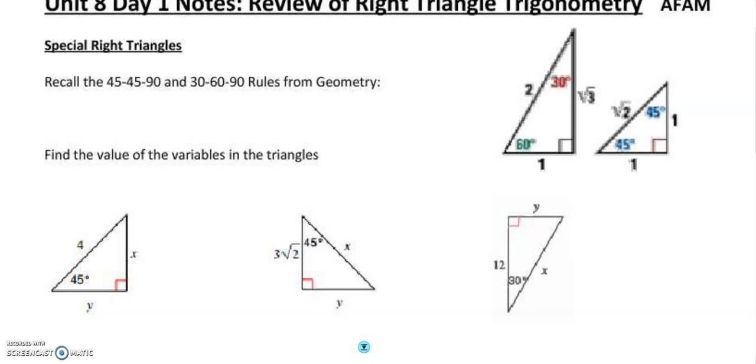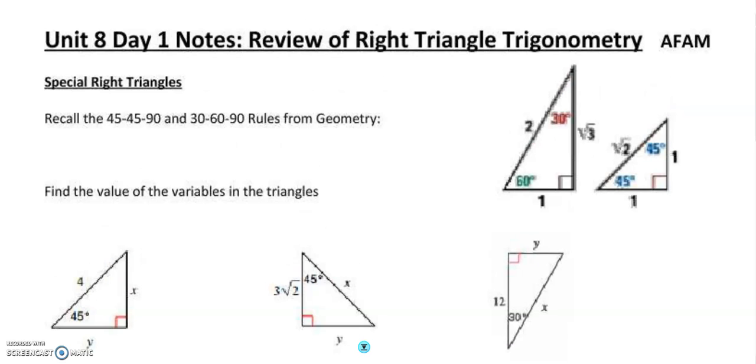We're going to start the next unit, which is on trig. It's all on trig stuff. So we're going to start with reviewing right triangles. We will get to sine, cosine, tangent pretty soon, but first I'm going to talk about the 45-45-90 rule and the 30-60-90 rule from geometry.